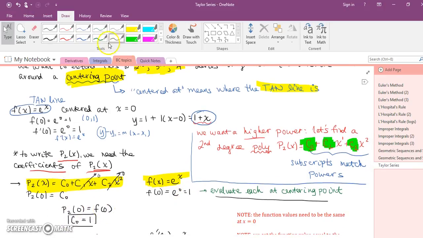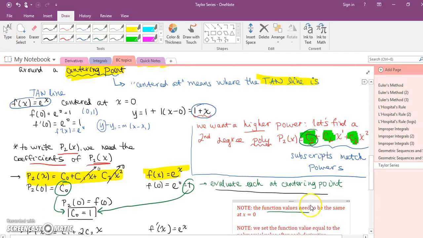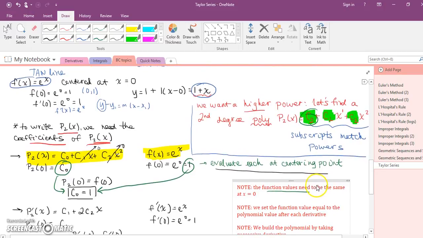Our polynomial value is c naught. Our function value is 1. Well, this one's easy. It just says our first coefficient here is 1. So again, the function values need to be the same at x equals 0, so we're going to set them equal to each other. Okay, so that got us the first coefficient.